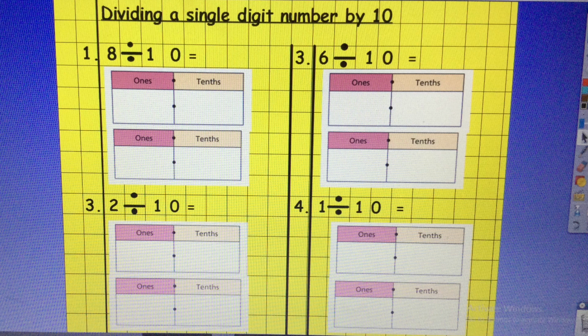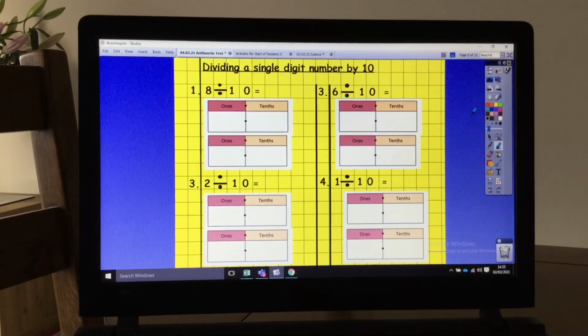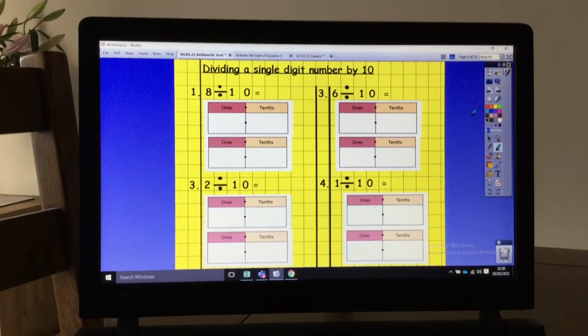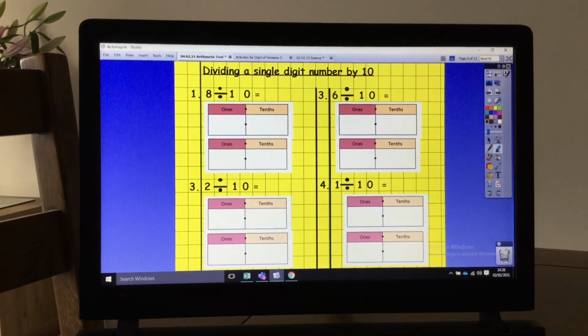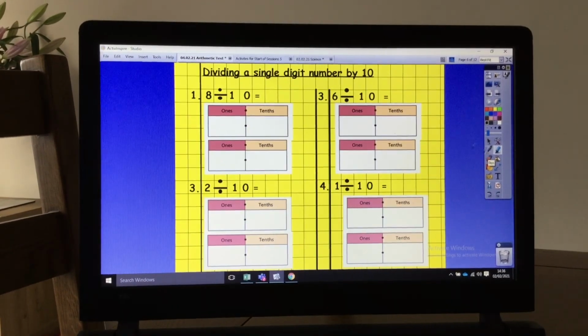And now I'm going to do a very quick recap on dividing single digit numbers by 10. I know we've only done this this week, but I'm just going to show you how I would work this out if I needed a little bit of help. So when we are dividing a single digit number by 10, we know that it's the place value that changes and not the decimal point, because the decimal point always stays in the same place.